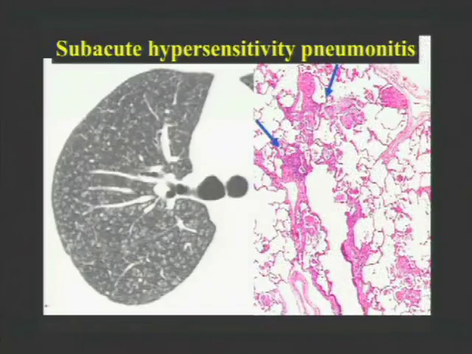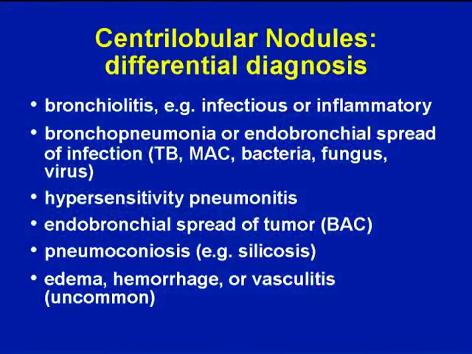Now, this is histology that would go along with that appearance on high-res CT. What we are seeing here is a centrilobular bronchiole. If I can find my arrow, there it is, the centrilobular bronchiole, and then poorly marginated granulomas in relation to the centrilobular bronchiole that give these centrilobular nodules.